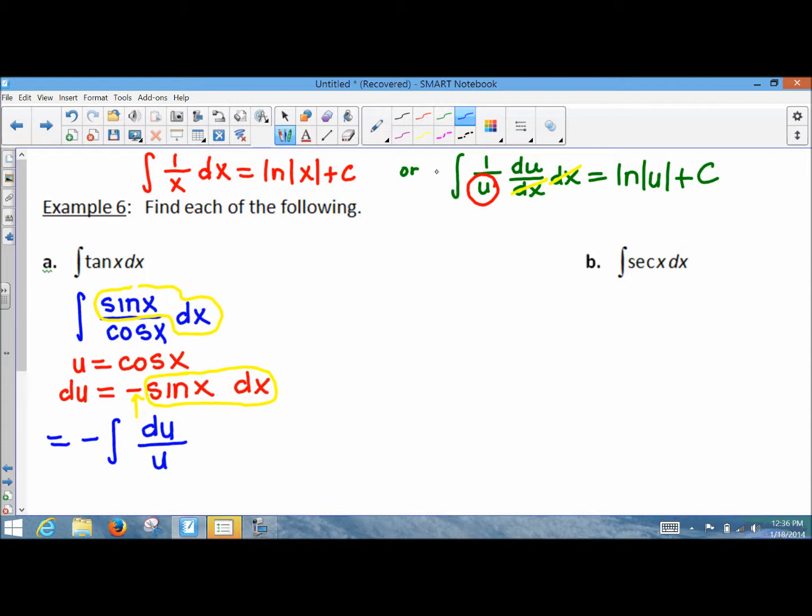At which point we can use the formula that is mentioned at the top of the screen. Negative natural log of the absolute value of u plus c, which then means that we could back substitute our cosine in for u. And this would be your most common answer for the integration of the tangent of x with respect to x.